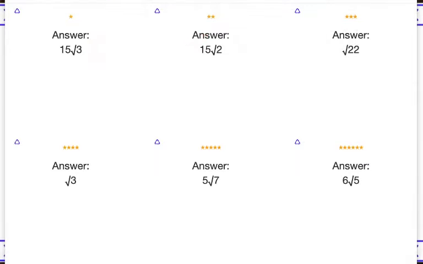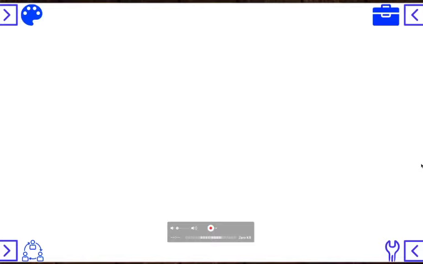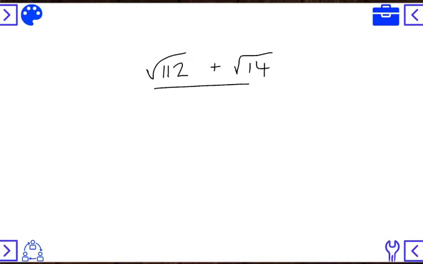So with this then, let's pull up the sketchpad, and we've got the square root of 112 plus the square root of 14, all divided by the square root of 7.